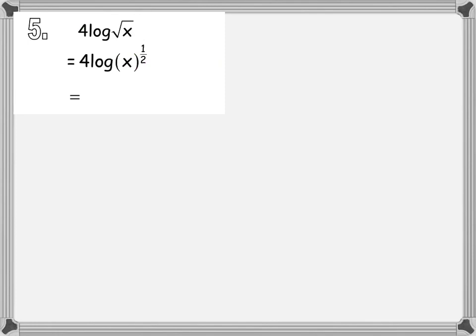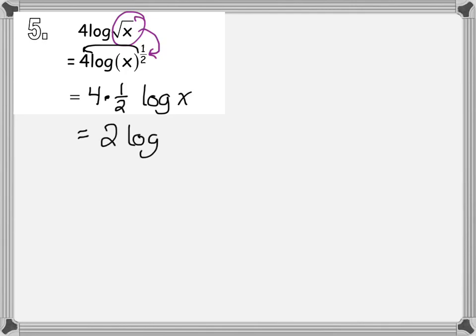So let's look at this one. This is going to go back to what we talked about last week, that we can change a square root into an exponential, and that square root is the same thing as x to the 1/2. Now that we have it as an exponential, we can bring it forward, and so you would have 4 times 1/2 times log base 10 of x. 4 times 1/2 is 2, so 2 log base 10 of x.